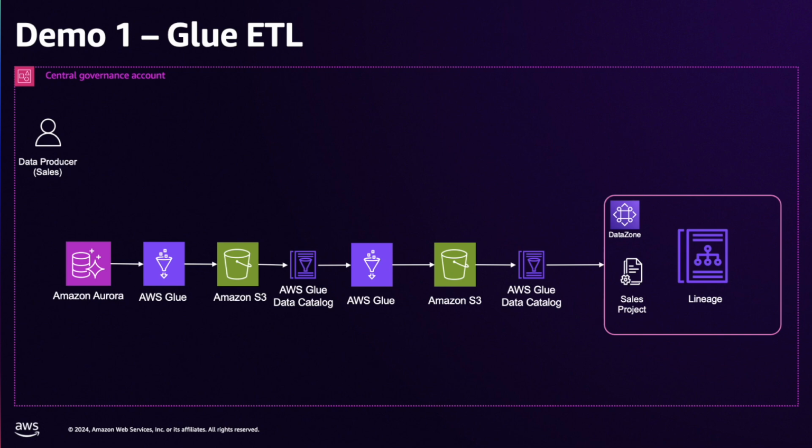And then we're going to use another Glue job in order to perform some aggregations. We're going to put the result of that in another S3 bucket. And then again, we're going to catalog this new table, or this new asset, using the Glue Data Catalog. And then we're going to visualize the diagram on Amazon DataZone.